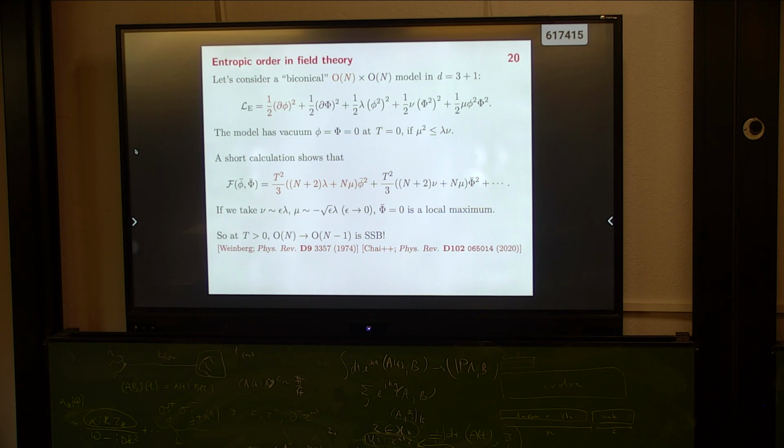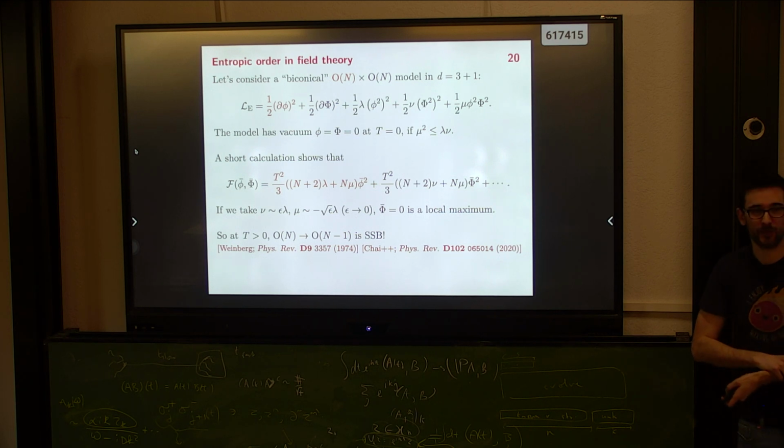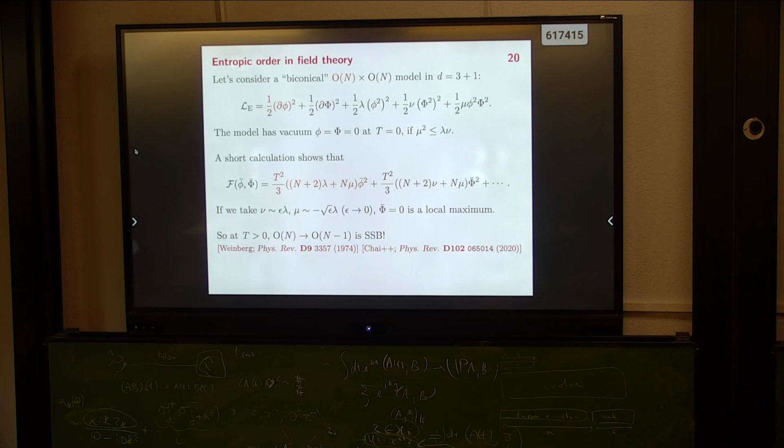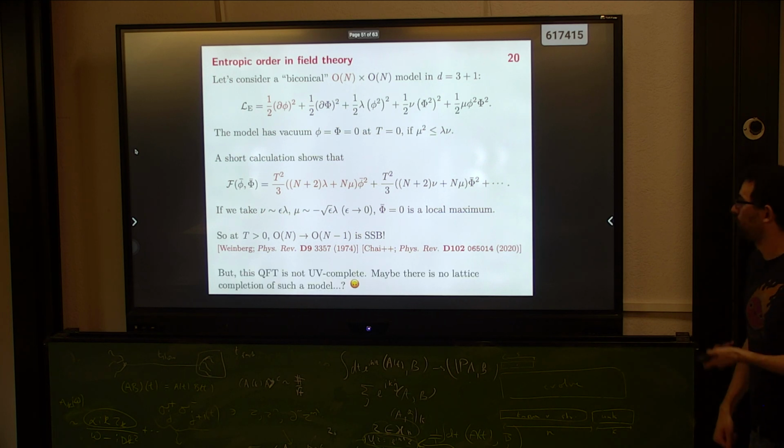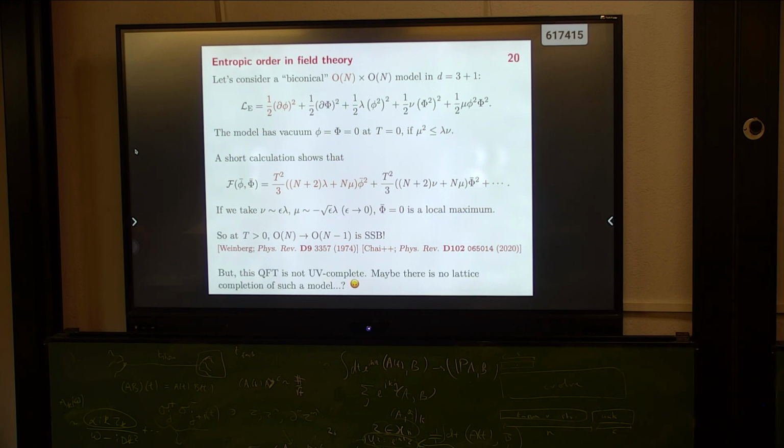Now this was sort of done in the 1970s by Weinberg. I believe that he was trying to build a field theory to explain this Rochelle salt phenomena, in his language. But one unfortunate thing is that in 3+1 dimensions, this model is not UV complete. Okay. And so from a field theorist perspective, this is a big problem. It means that potentially the only way to regulate this theory on the lattice would be in some way that restores the symmetry at high temperature.